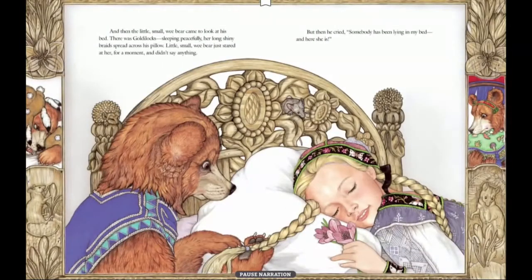And then the little small wee bear came to look at his bed. There was Goldilocks, sleeping peacefully, her long shiny braids spread across his pillow. Little small wee bear just stared at her for a moment and didn't say anything. But then he cried, "Somebody has been lying in my bed, and here she is."